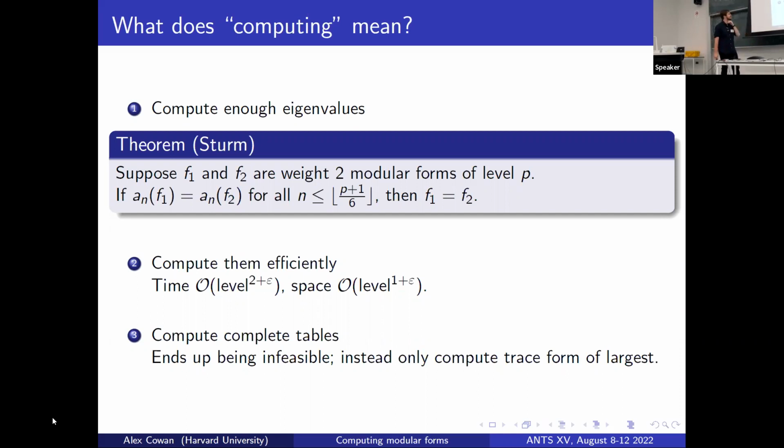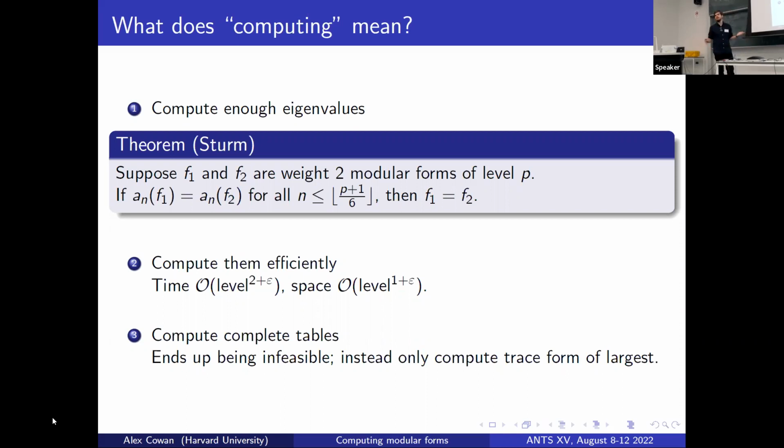So that one's easy. And then the last objective is we want to compute complete tables of modular forms. This is just because when you have a bunch of data, you can do a lot more with it if you can guarantee that, at least in some stated range, you're definitely not missing any Q expansions. If you were missing some Q expansions, it's a lot harder to use. Unfortunately, this ends up not being feasible.